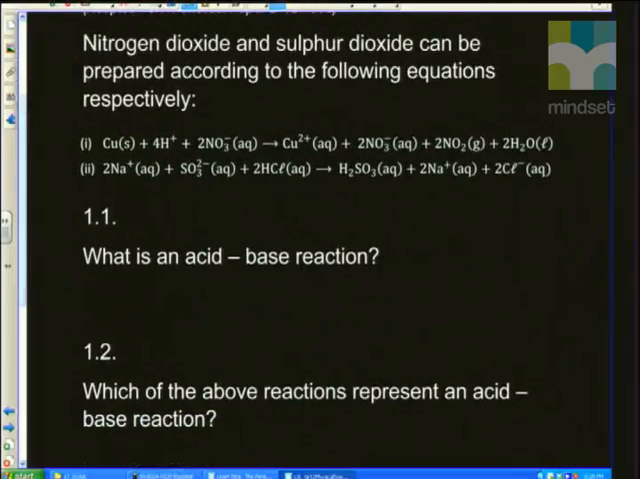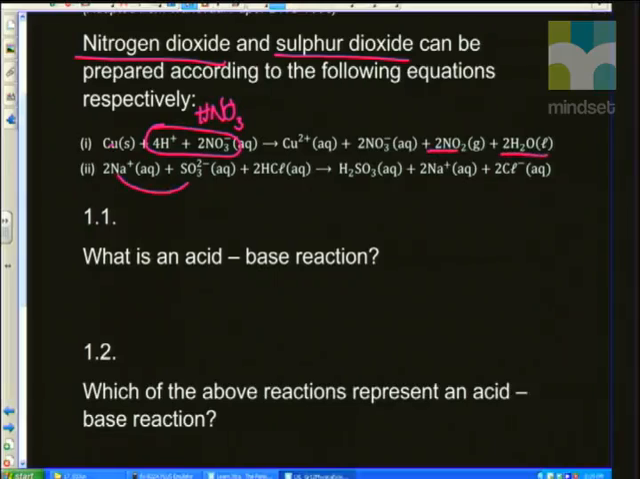Nitrogen dioxide and sulfur dioxide can be prepared according to the following equations, respectively. So here's the first one: copper plus, please remember that those two together give me HNO3. Don't worry about the balancing. That gives me copper nitrate, NO2 and water. Then we have here sodium sulfite, Na2SO3, sorry, and hydrochloric acid, and that gives me hydrogen sulfite and sodium chloride, or salt, and water.